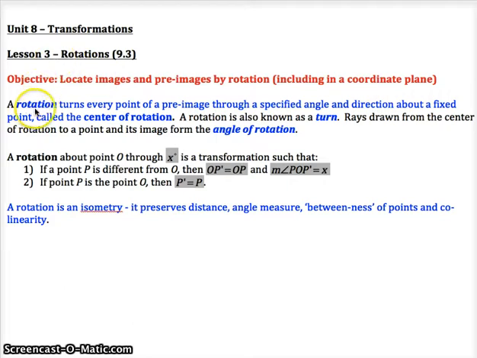All right. So a rotation is something that turns every point of a pre-image through a specified angle and direction about a fixed point called the center of rotation. Let me show you what that looks like.